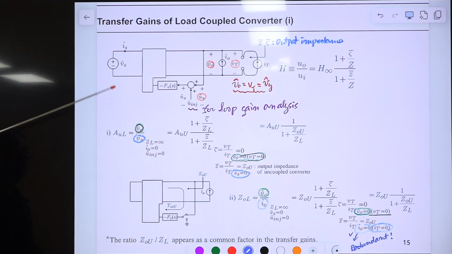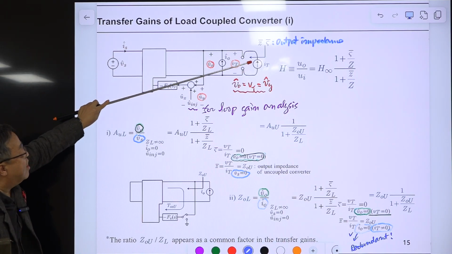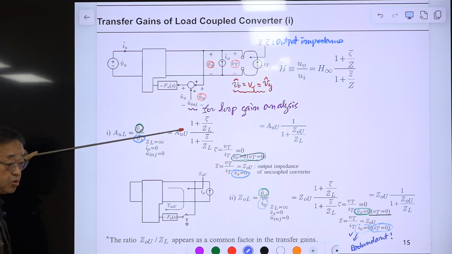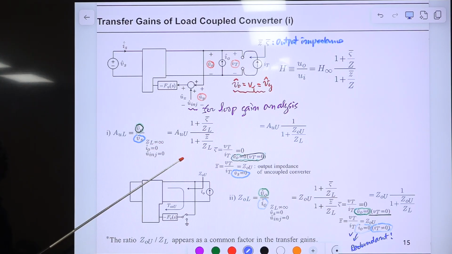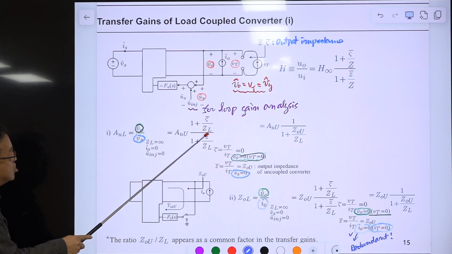This is the input to output transfer function with GL here, GL not infinity, but this is the input to output transfer function with GL infinity, the uncoupled converter, and this is the EET equation. And simply we need to evaluate this. We need to evaluate zeta bar and G bar.